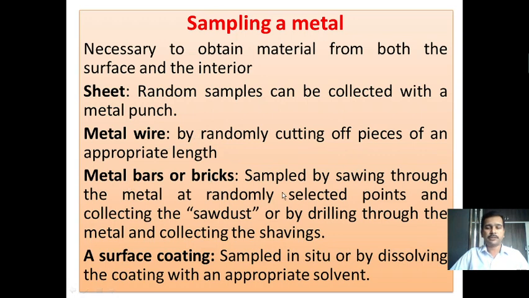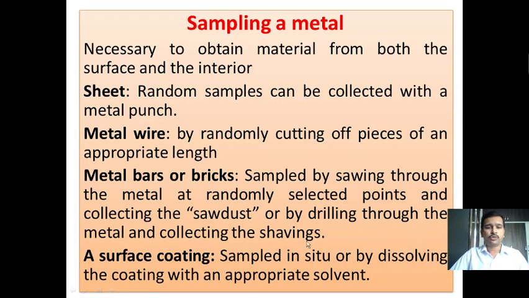Metal bars or bricks are sampled by sawing through the metal randomly, and this sawdust can be collected, just like sawing wood. After sawing wood, the powder of wood will be obtained, and likewise even sawing bars or bricks of metals will give you the sawdust of metal.